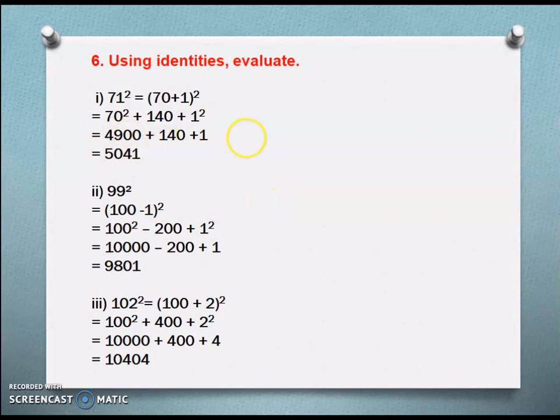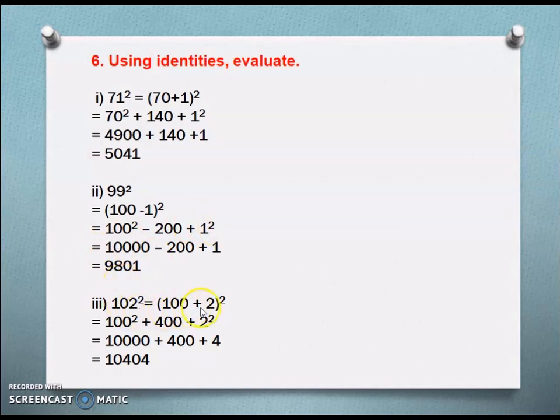So this is how you will do finding the square of numbers using identities. Same way 99 can be written as 100 minus 1 the whole square. Now square of 100 you can easily write, just add 4 zeros with 1 minus 2ab, so that will be minus 200 plus 1. So the answer will be 9801.